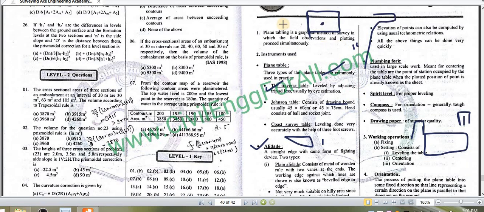Spirit level, as I've told you, in most of the surveying we need to do what? In most of the surveying work we need to keep the line of sight horizontal, because if it is not horizontal, that will not give you the perfect horizontal distance or vertical distance. For that you require the spirit level. The spirit level is kept on the top side and then on the bottom side, and it is checked whether the bubble is coming to the center or not in both the cases. If it is coming to the center in both the cases, then you can perform your surveying work.